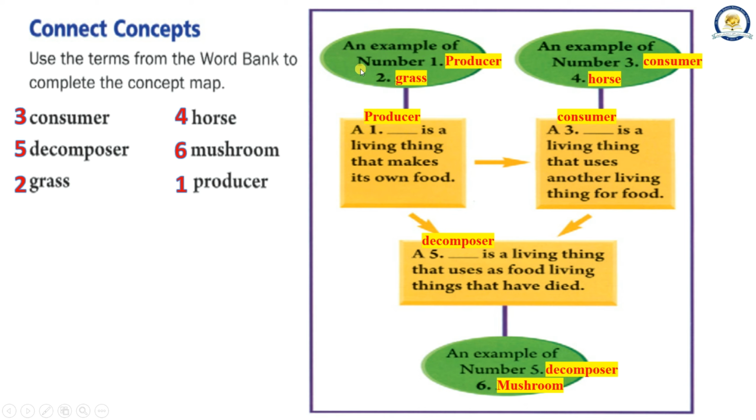An example of number 1. Producer. Grass. 1. A producer is a living thing that makes its own food. An example of number 3. Consumer. Horse. 3. A consumer is a living thing that uses another living thing for food. 5. A decomposer is a living thing that uses as food living things that have died. An example of number 5. Decomposer. Mushroom.